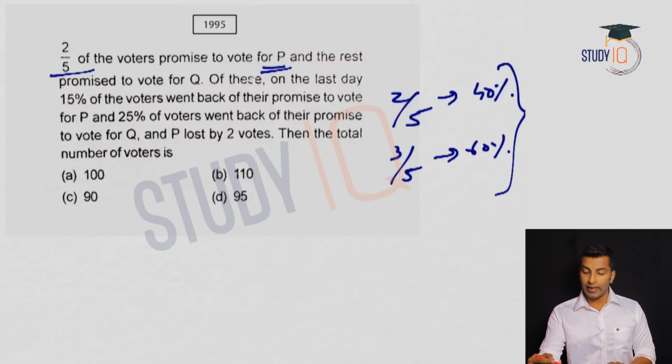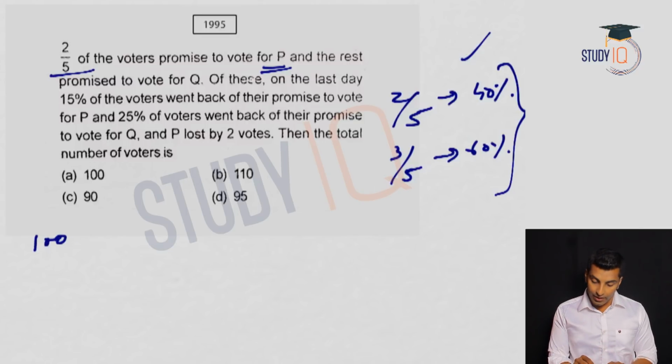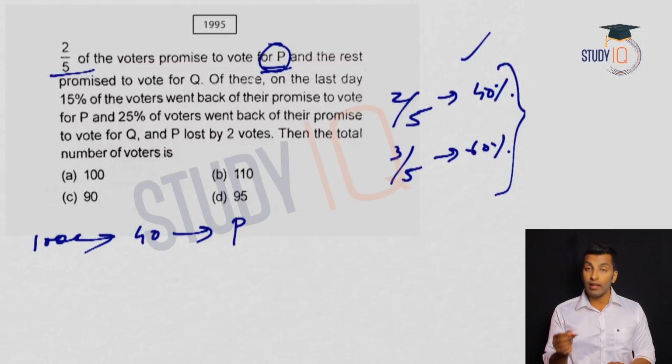Why I'm converting it to percentage is basically because I'm going to assume that the population is 100. I'll make an assumption and later, as per the demand of the question, I can change. So if I assume that the population is 100, 40% is promising for P, that means 40 people will vote for P, that's a promise, and 60 people will vote for Q. That was the initial promise.